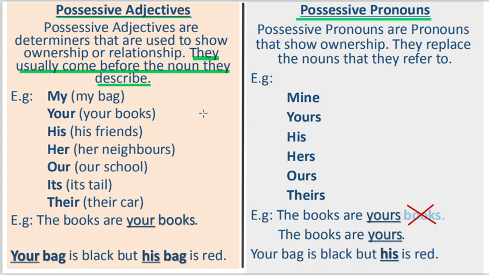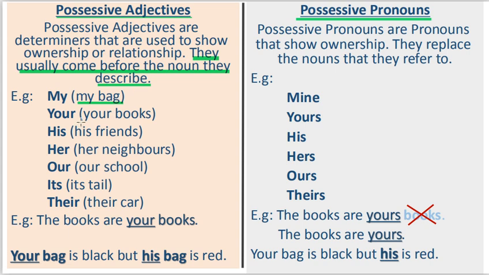Let's see the example. My is a possessive adjective. And you can have something like my bag. Now, if you look at the expression my bag, my comes before bag. Bag is the noun that my is describing. So my comes before the bag. My bag. In other words, it is an adjective describing or modifying the bag.